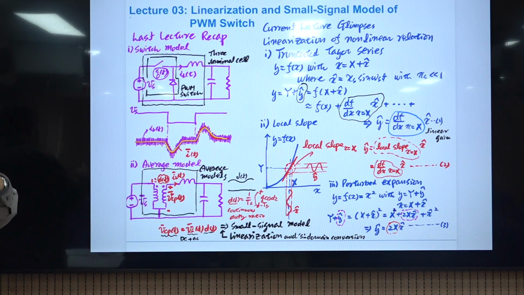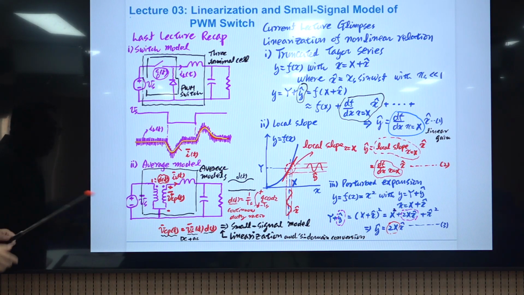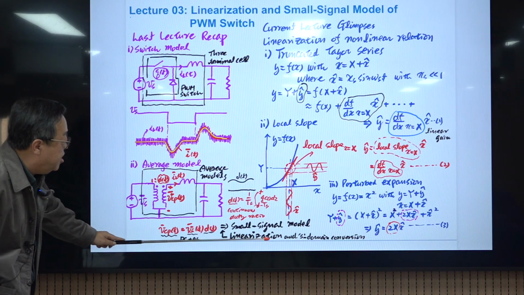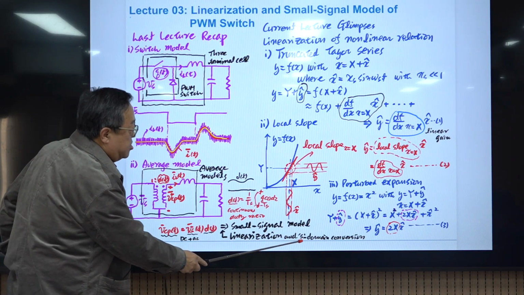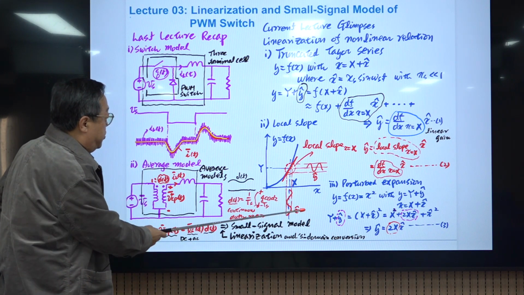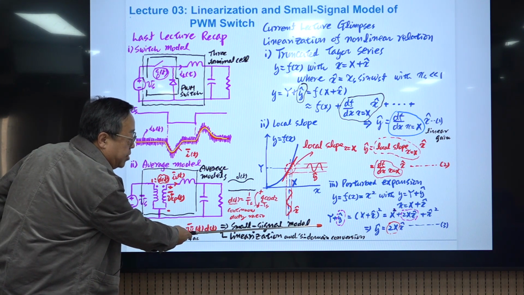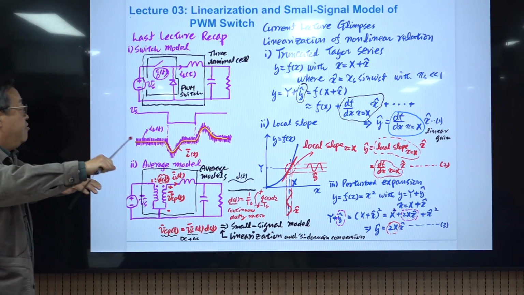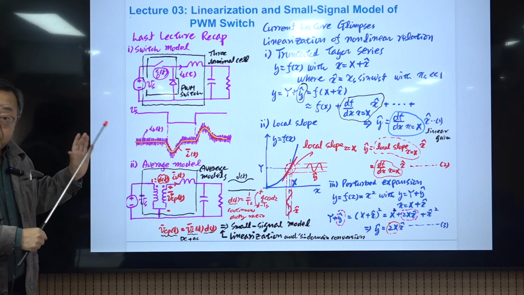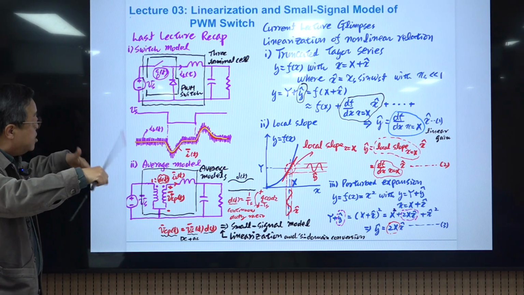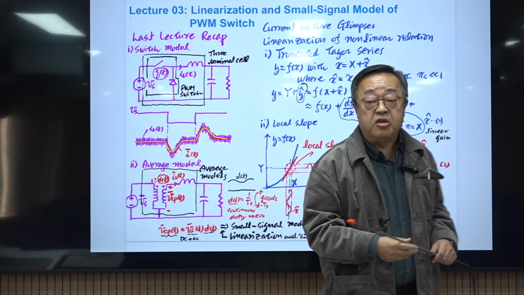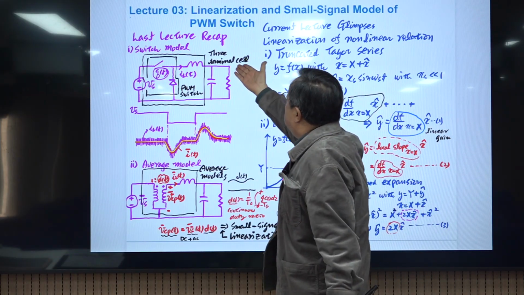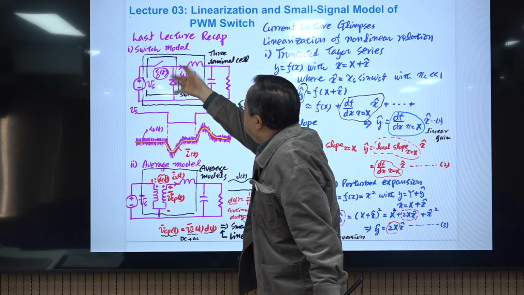So we should linearize this to obtain the small signal model of the converter. If you apply the linearization process and the S-domain conversion, then you will obtain the small signal model of the PWM converter. We are using the buck converter as an example, but this procedure is equally applicable to any PWM converters. Just the concept of this 3-terminal cell and rotating these things.